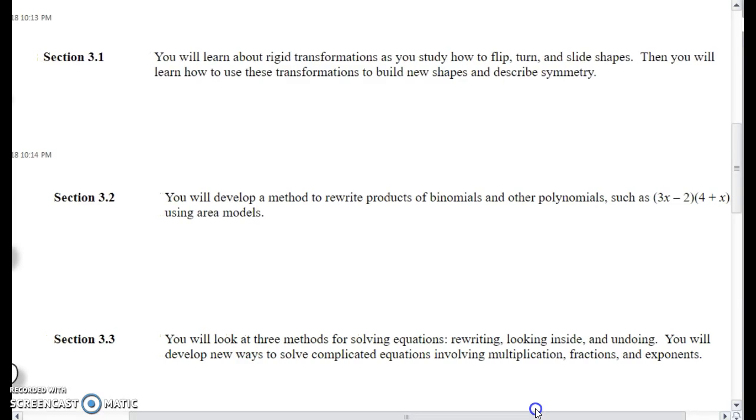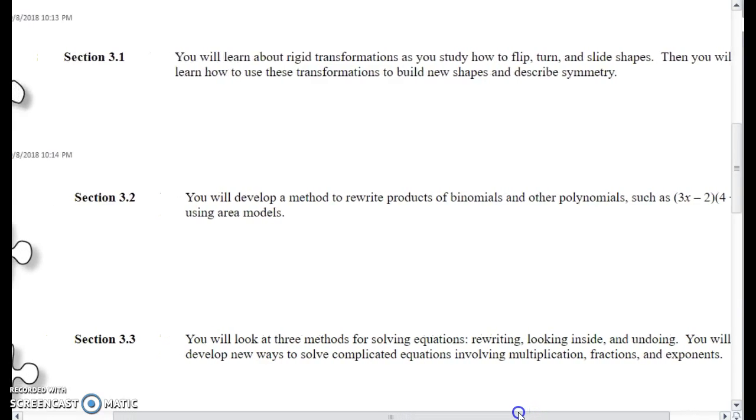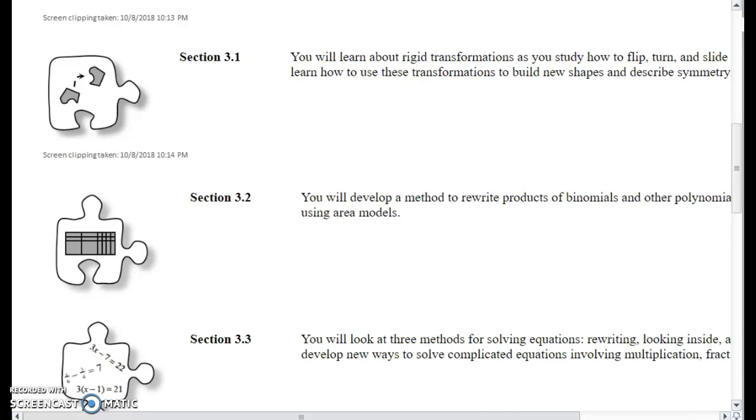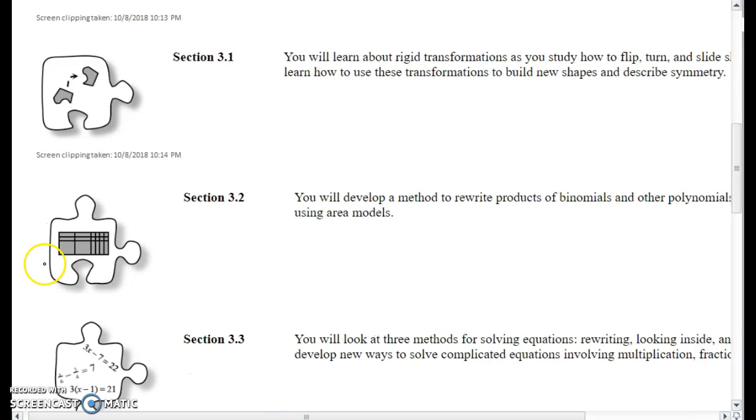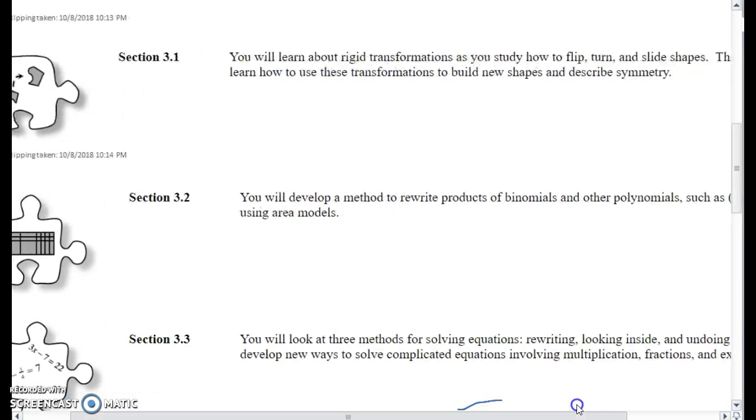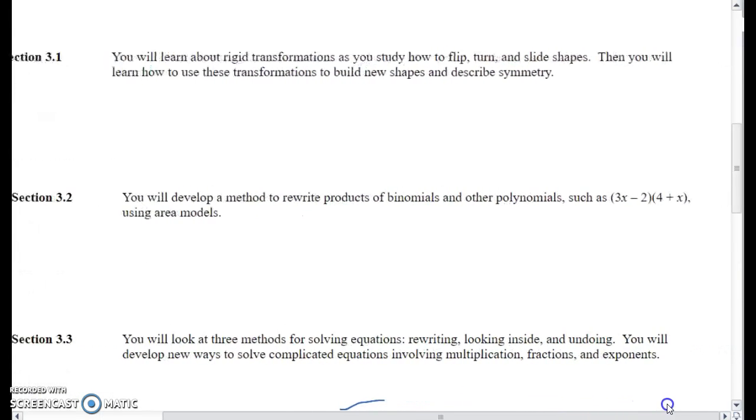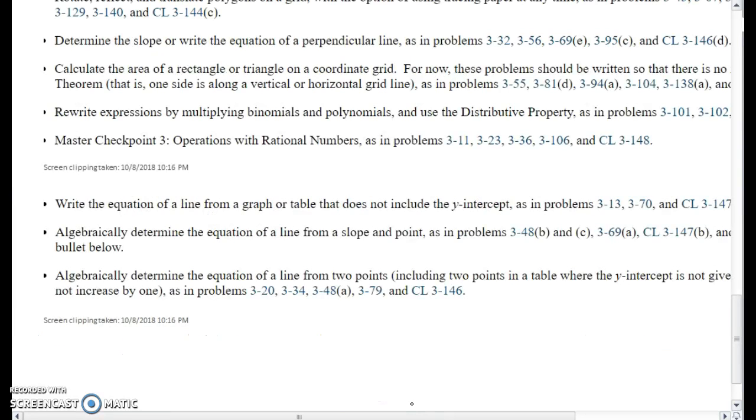And then we'll learn how these transformations build new shapes and describe symmetry. We also will use some area models to rewrite products in what's called binomial and other polynomials. So like if we're given 3x minus 2 times 4 plus x, how can we use an area model to rewrite that?